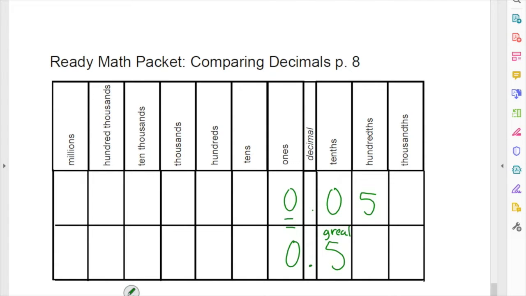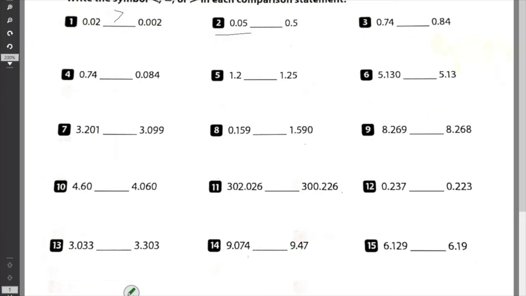In the tenths column, we notice that they are different. The 5 is greater than the 0, so that means that 5/10ths is greater than 500ths. And again, my alligator mouth is eating the bigger number, and my symbol looks like an L because the way I read that is 500ths is less than 5/10ths.